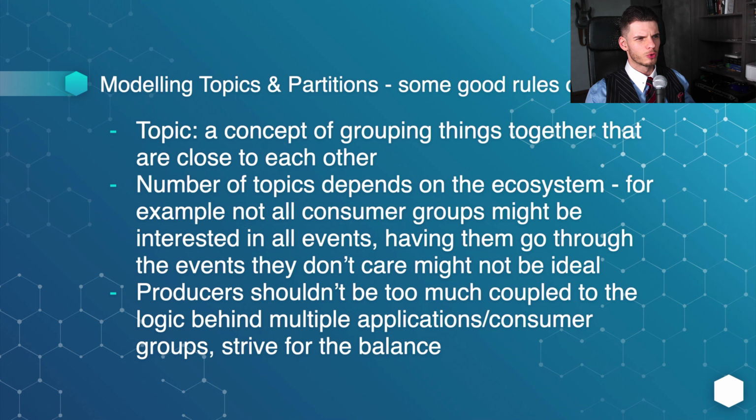What would be some good rules of thumb then? Practically speaking, a topic is a concept of grouping things together that are somehow close or related to each other. So similar things will probably go to the same topic. But the number of topics itself is a tricky thing to figure out, as this might depend also on how the messages are consumed. Maybe some consumers won't be interested in some events at all, so it's worth considering also the consumers' perspective. Not only what makes sense from the producer's perspective. However, producers shouldn't be too coupled to the logic behind consumers from multiple consumer groups, so some reasonable balance is required here.